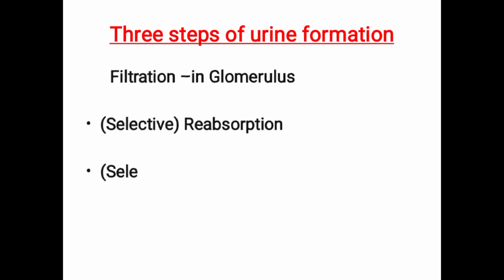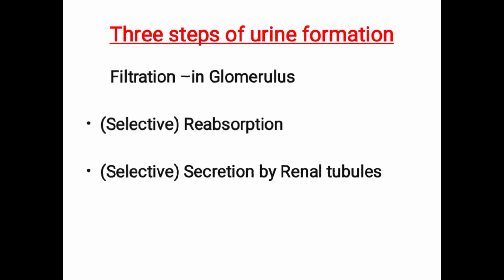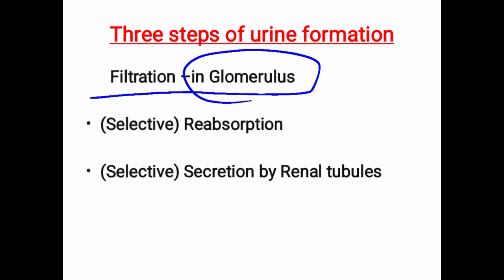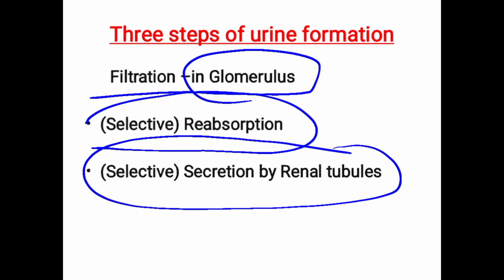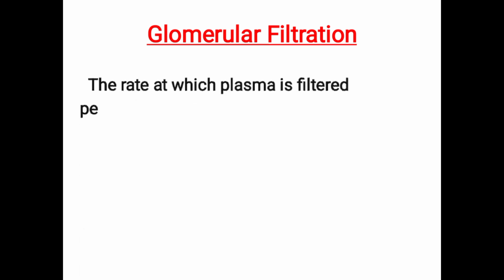It involves 3 steps: ultrafiltration in the glomerulus, then selective reabsorption and selective secretion. If the question is on urine formation, you have to write these 3 steps. First is filtration, then reabsorption and secretion which take place in the renal tubules, and the filtration takes place in the glomerulus. So first we will see glomerular filtration, the first step in urine formation.